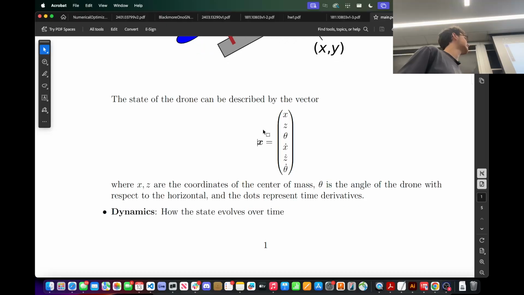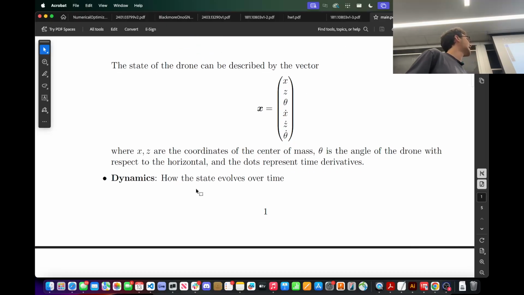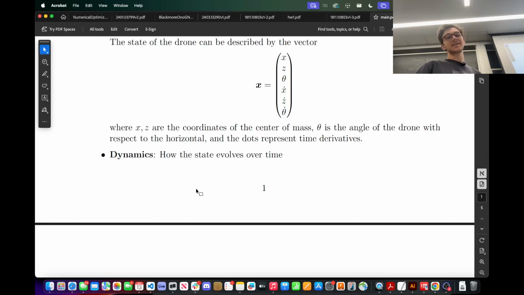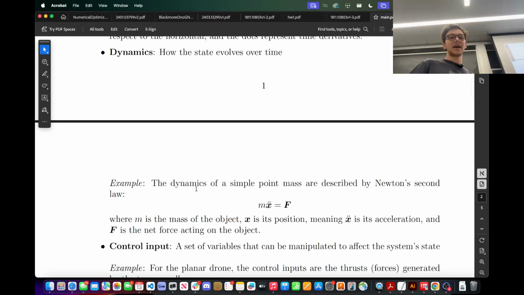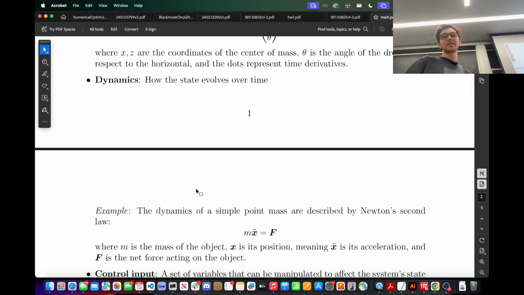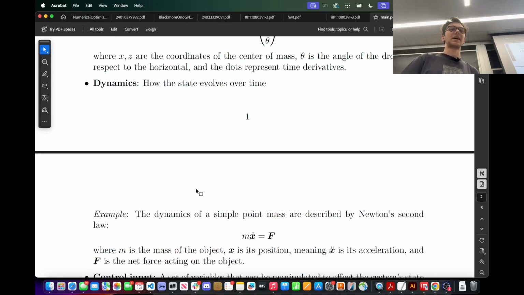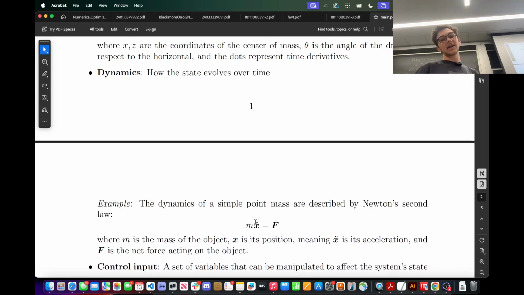And similarly, we have these x, z, theta, x dot, z dot, theta dot. When we talk about dynamics, this is really saying, how can I describe how the state evolves over time? The most basic example of this is a point mass, which I think most of us have seen in a basic physics class before, F equals ma. The dynamics of a simple point mass is exactly that. I can say the second time derivative of the position vector x, times the mass, is equal to the force applied to the point.